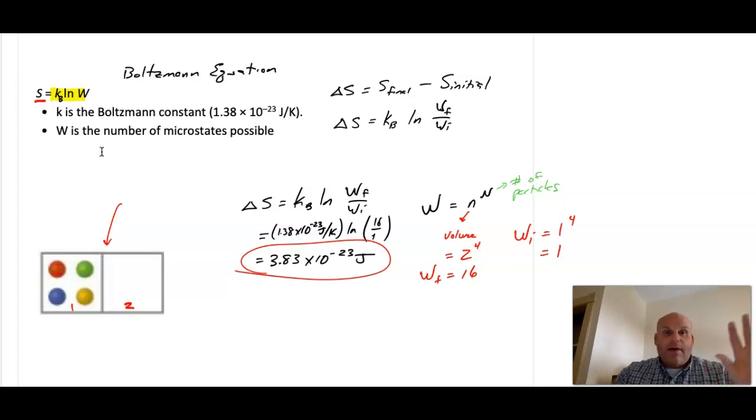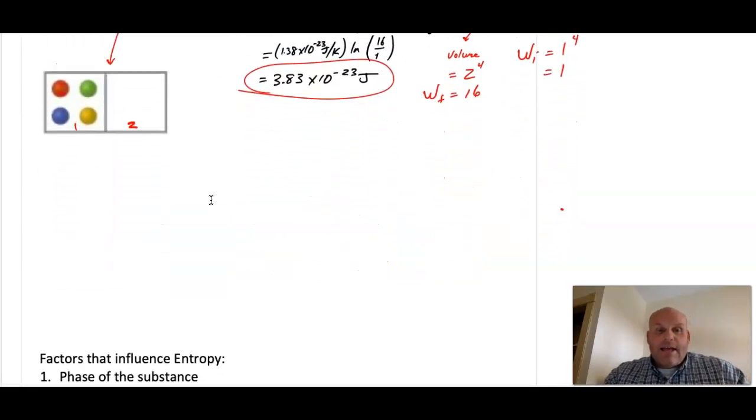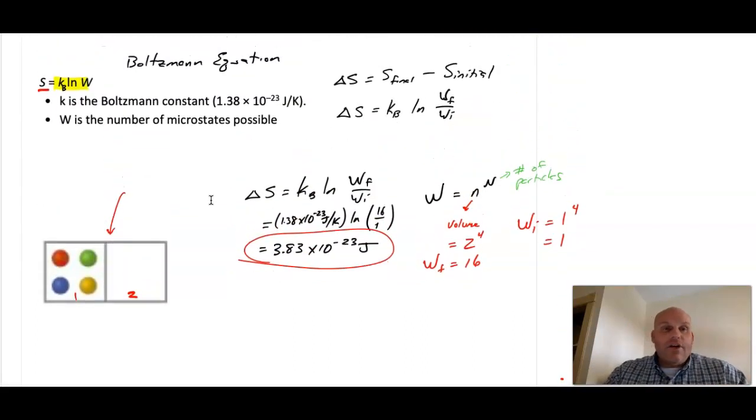So we can see both how we did that qualitatively, by considering the microstates, and then quantitatively, using the Boltzmann equation. So that's going to be the end of our first video here on section 2. In the next video, we'll talk about how we can predict changes in entropy.